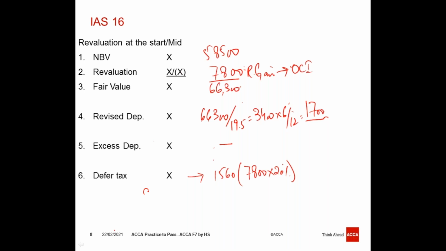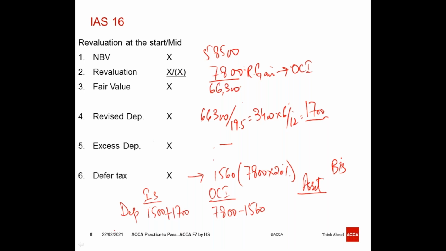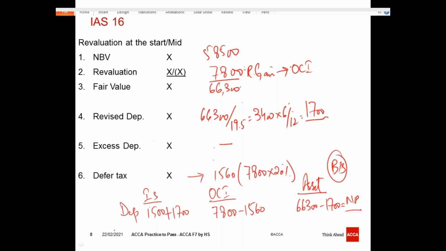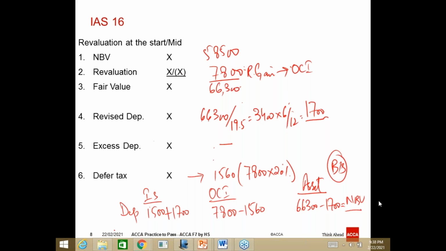So now what will go in the income statement? In the income statement, we will charge a depreciation of 1,500 for the first 6 months and 1,700 for the last 6 months. What will go in the OCI? In the OCI, there will be a 7,800 revaluation gain less tax impact of 1,560. What will go on the face of the balance sheet in the asset section? Asset side 66,300 minus subsequent depreciation of 1,700. This is the net book value that we need to report on the balance sheet. Wonderful.